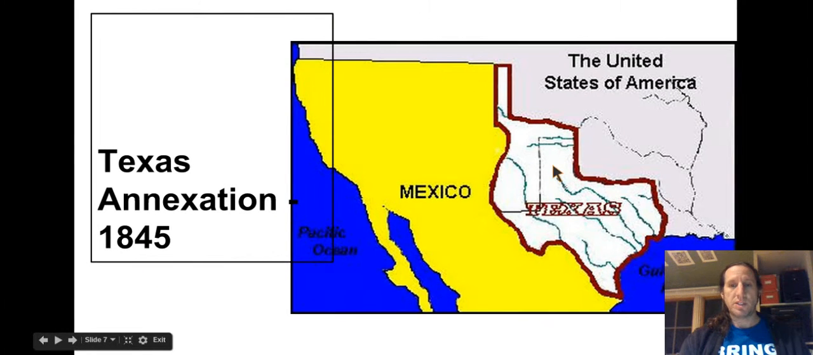The Florida seizure is followed, in 1845, by what was called the Texas annexation. Texas had been an independent country, actually its own country, for almost 10 years, and then in 1845, it becomes a part of the United States.